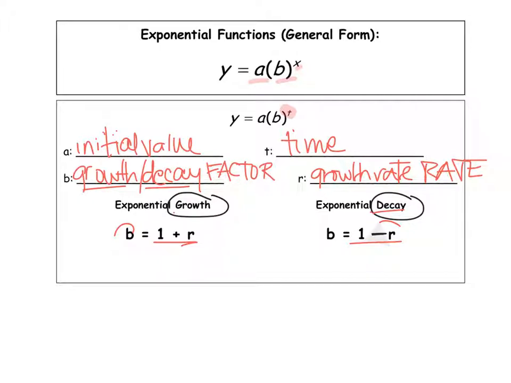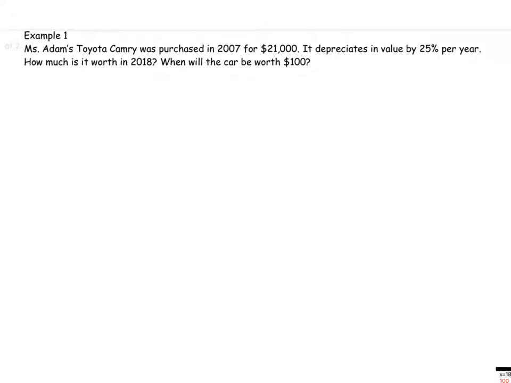So now we'll try a couple of examples. In this example, Miss Adams' car was purchased in 2007 for a total of $21,000. It depreciates, or goes down in value, by 25% each year. And we want to know two things. What is it worth in 2018? And when will the car be worth $100?